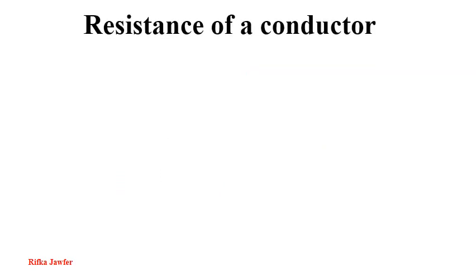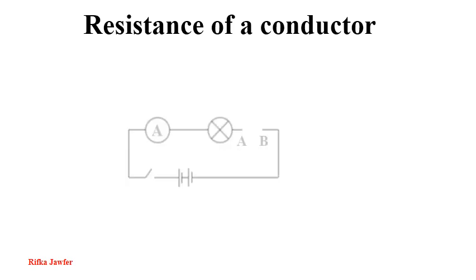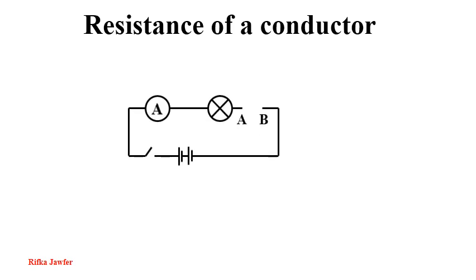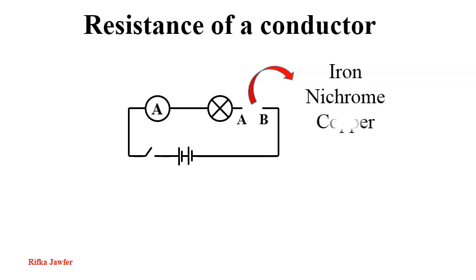Resistance of a conductor. Let us design a simple experiment to find whether there are any other factors affecting the flow of current through a conductor. Prepare a circuit as shown using 2 dry cells, a switch, an ammeter, a bulb and connecting wires. In order to fill the gap between A and B, place a piece of iron wire, nichrome wire and copper wire respectively but separately, which are of same length and thickness. Observe the change in illumination of the bulb and the ammeter reading.